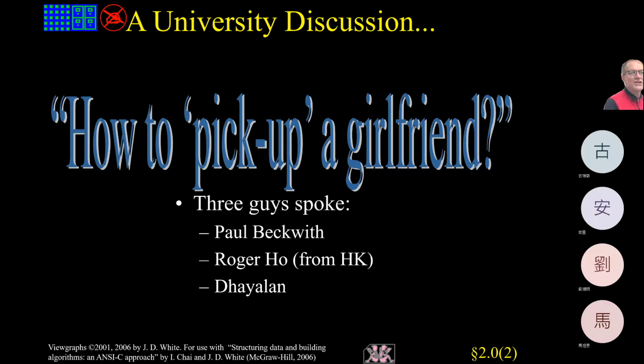Then there was another guy, Dahilan, from I think India or Pakistan. I can't remember which of the 2. Anyway, he took an array approach. He said, don't be stupid, you know why you want a girlfriend. You just do the exact same thing to all the girls. You just come up to a girl and say, hey, you're beautiful, come back to me, let's have sex tonight.